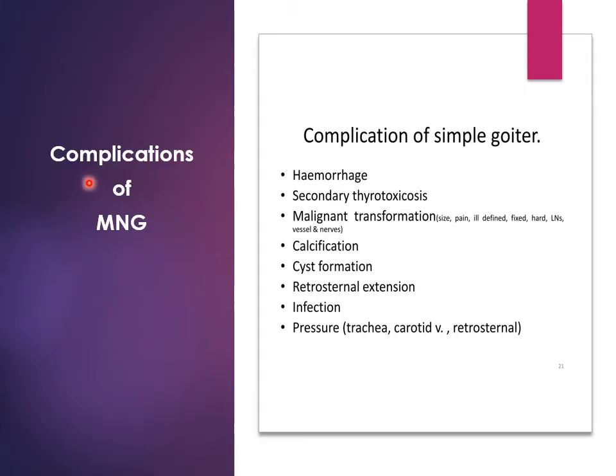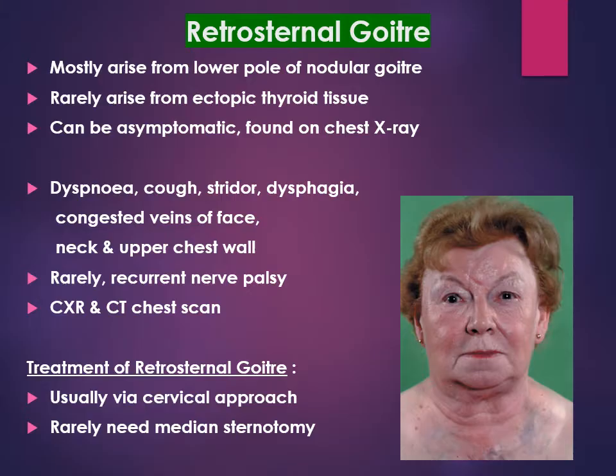Now, what are the complications of multinodular goiter? Hemorrhage, secondary thyrotoxicosis, malignant transformation. Rarer ones will be calcification, cyst formation, retrosternal extension, infection, and pressure symptoms.